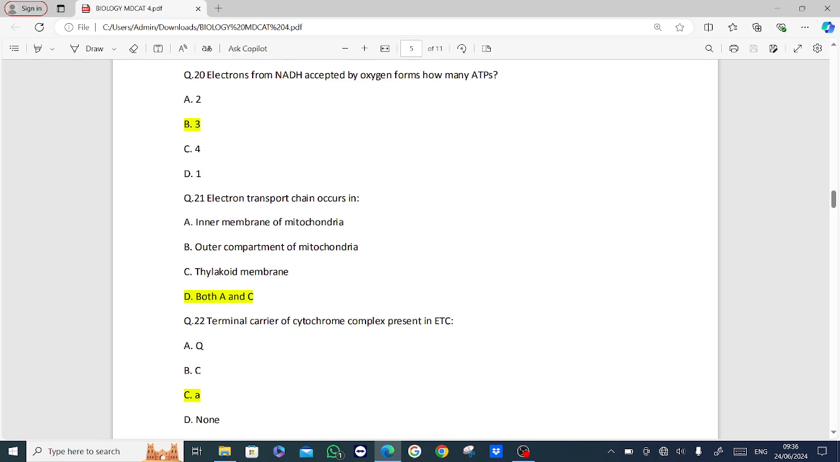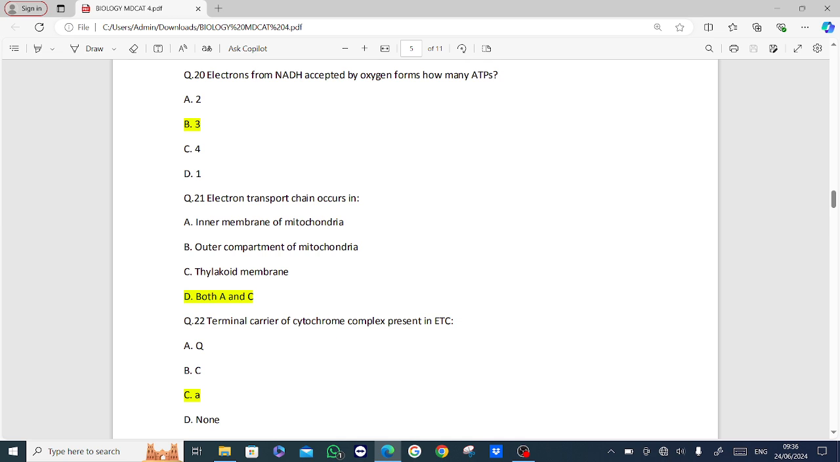Next MCQ is: electron transport chain occurs in. Options are inner membrane of mitochondria, outer compartment of mitochondria, thylakoid membrane, both A and C. Answer is option D, both A and C.